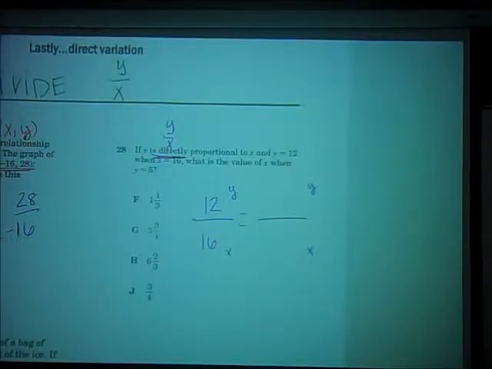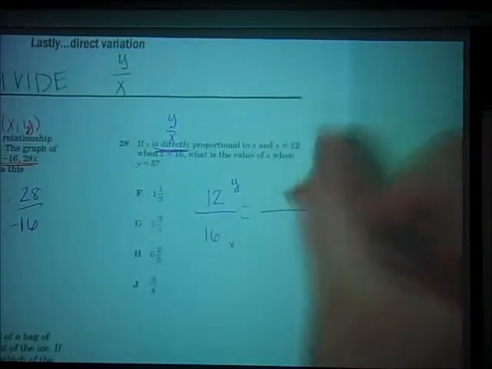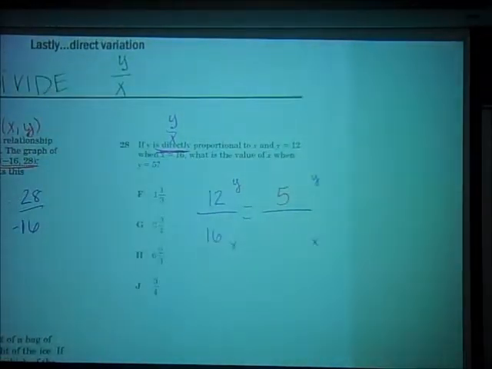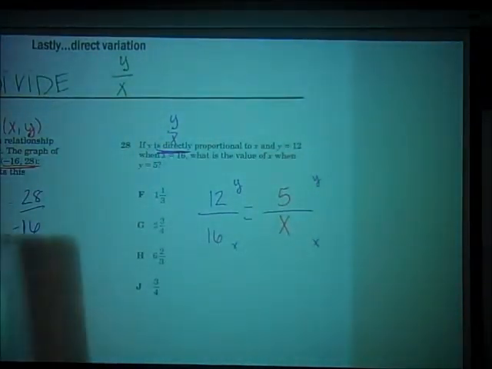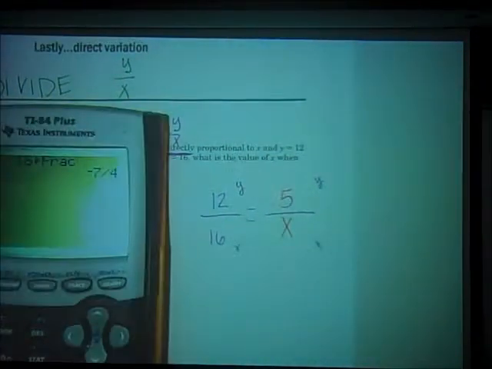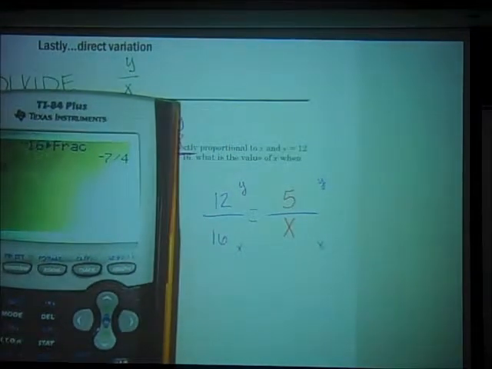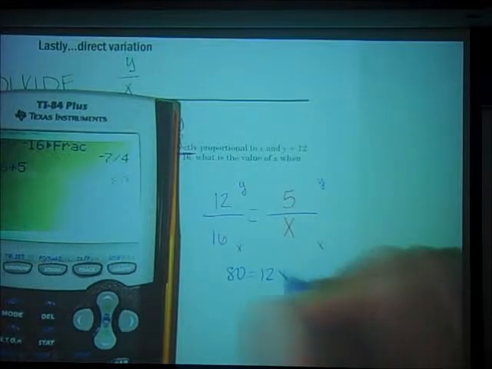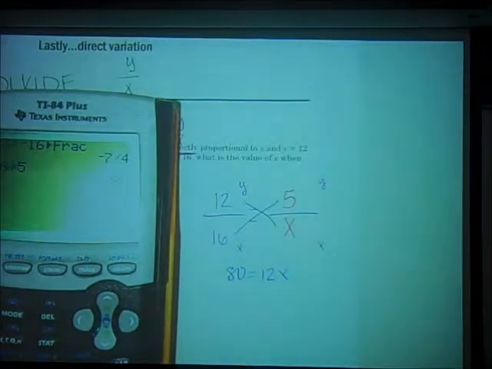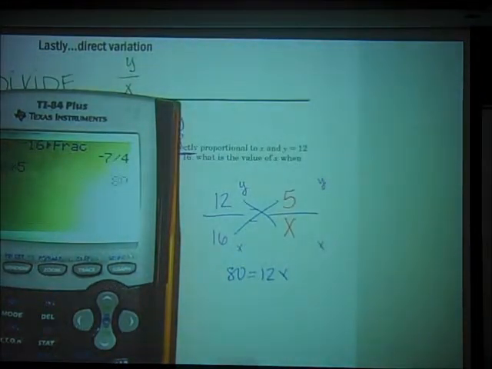So what's the other piece of information I'm given? What other number do I know? Yeah, I know that y is 5. I don't know what x is, so I'm going to leave it as x. And then I'm going to cross multiply and divide. So I'm going to do 16 times 5, which is 80. So 80 equals 12x. I cross multiply to do the butterfly method or the box method, however you learned it.